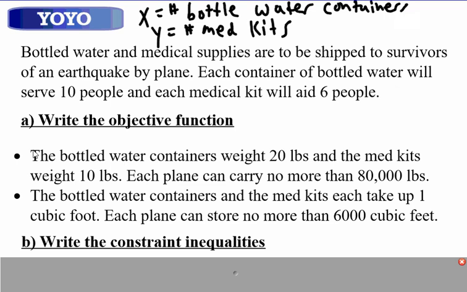So pause the video now, try to write the objective function, try to write the constraint inequalities. There's no solving, you're just practicing setting these up. So pause the video now for maybe a minute and a half, try to set up the objective function, so z is equal to, and then try to write your constraint inequalities. Unpause it after a minute and a half, 2 minutes, and everyone's had a chance to try.